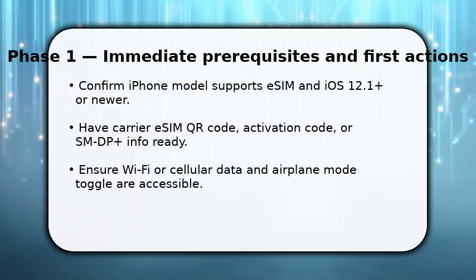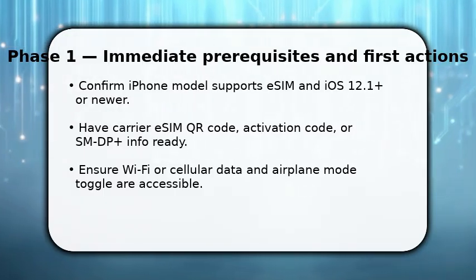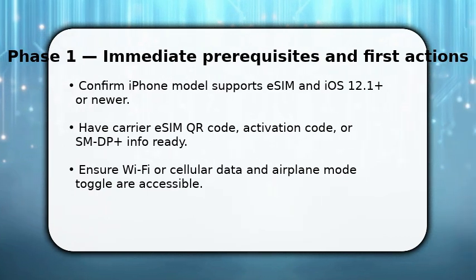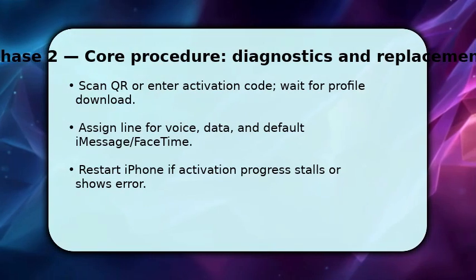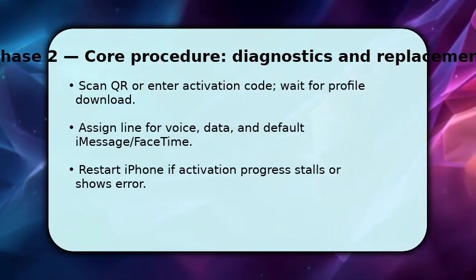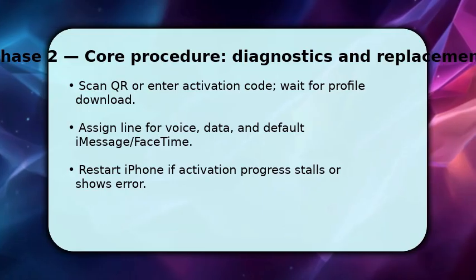Carriers often validate online. If prompted, choose a label for this line. This gets the eSIM registered with the carrier. Once the profile downloads, you'll see the new cellular plan listed. Tap it and follow carrier prompts to activate.